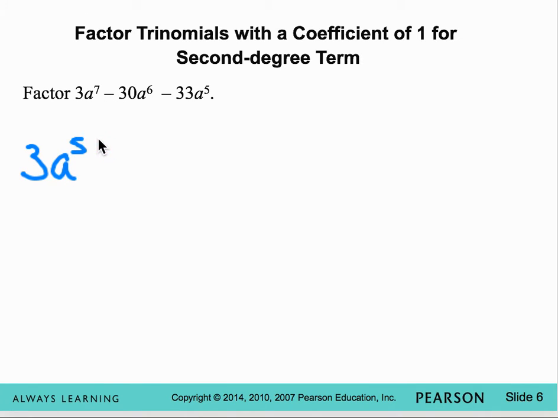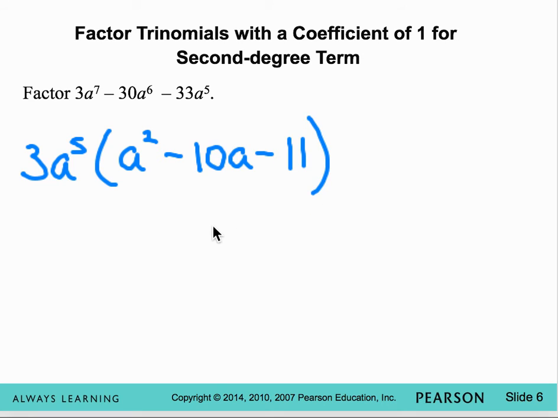Let's factor out 3a to the 5th. Now that leaves, if I factor a 3a to the 5th out of here, all that's left there is an a squared. Got a minus, so if I factor out a 3 from 30, that's a 10. And an a to the 5th from a to the 6th, that's an a. Okay, there's another minus, so if I factor a 3 out of 33, that's an 11. Oh, and the whole a to the 5th is out here. Now that left me a trinomial with a leading coefficient of 1.